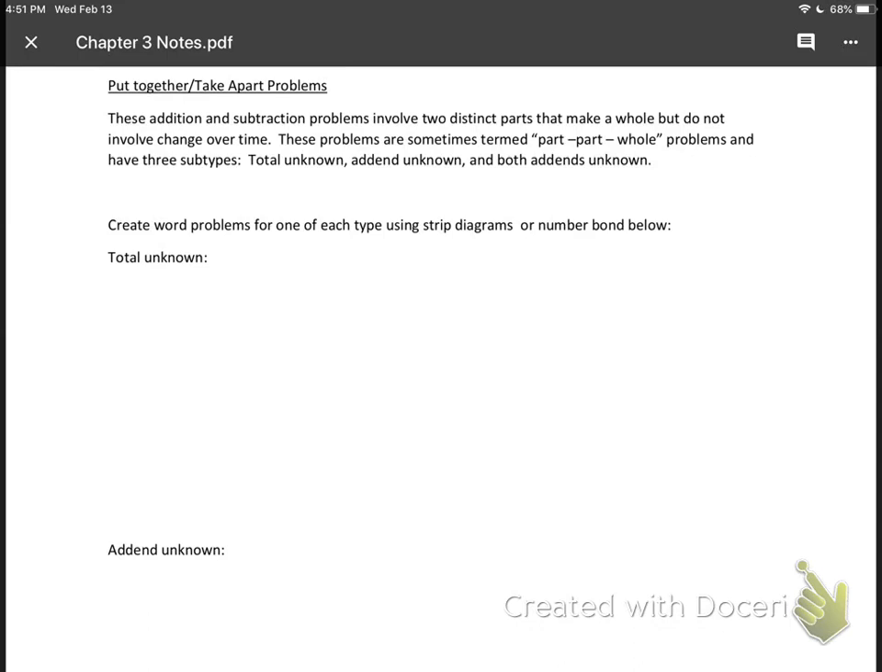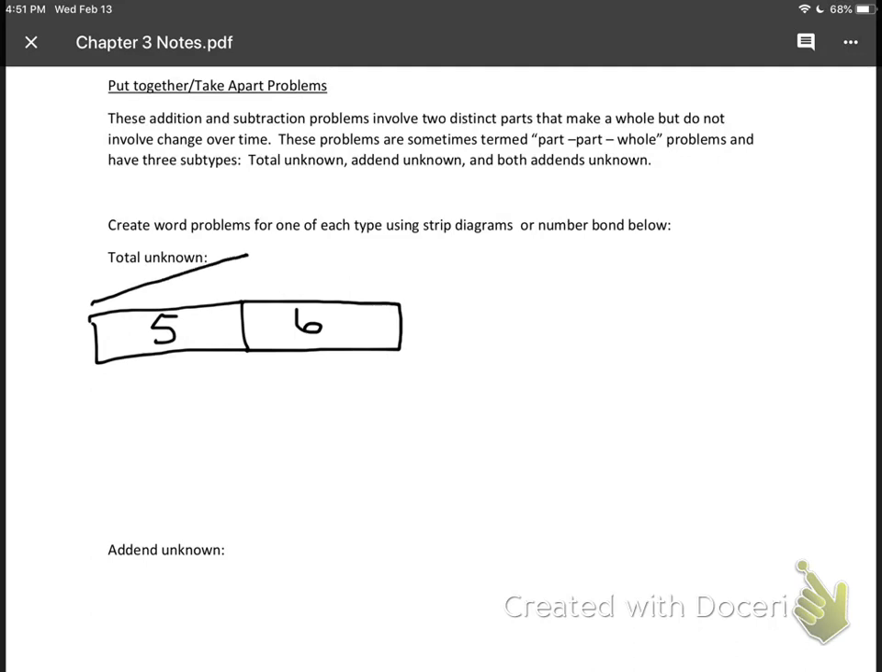So what if you said that Sue had 5 shells? So she has 5 shells. Mary combines her shells with Sue, and Mary had 6 shells. How many do they have altogether? So that's going to be a put together. Part of the shells came from Sue, part came from Mary, and when you put them together, you have 11. Okay, you can also express this by having 11 here as the unknown, and then your 5 and your 6. Okay, so the total is unknown there.